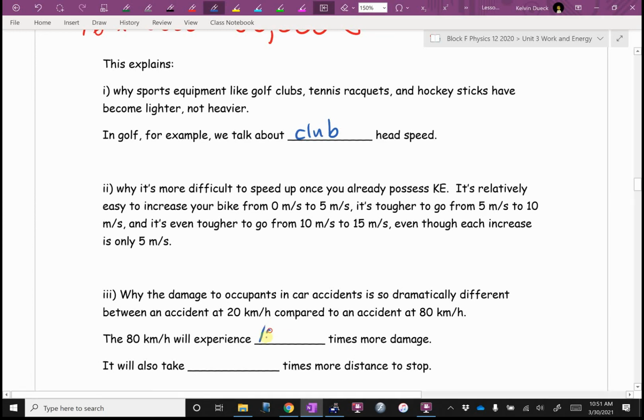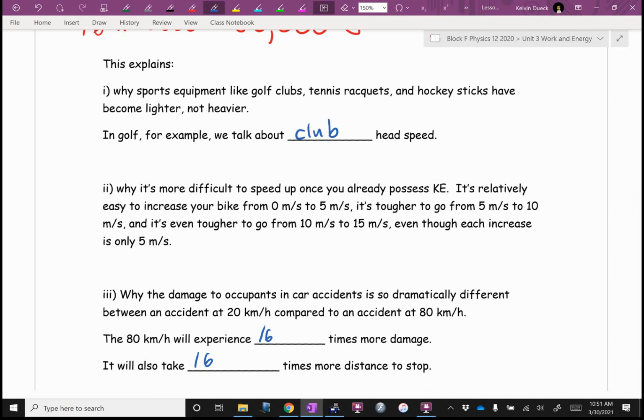16 times more damage. Also, it will take 16 times more distance to stop. And I've just explained with that a big chunk of the car accidents out there.